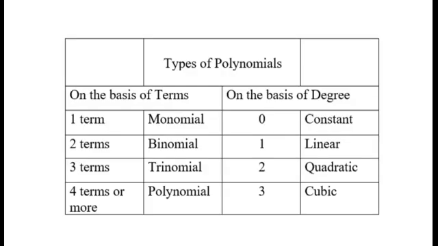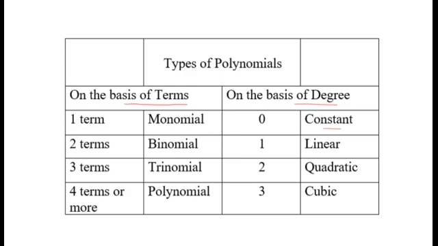Moving on to the types of polynomials. If we talk about types of polynomials, there are two categories: on the basis of terms and on the basis of degree. This we have already studied. One term means monomial, two terms binomial, three terms trinomial, and when there are four or more terms we consider them as polynomials.